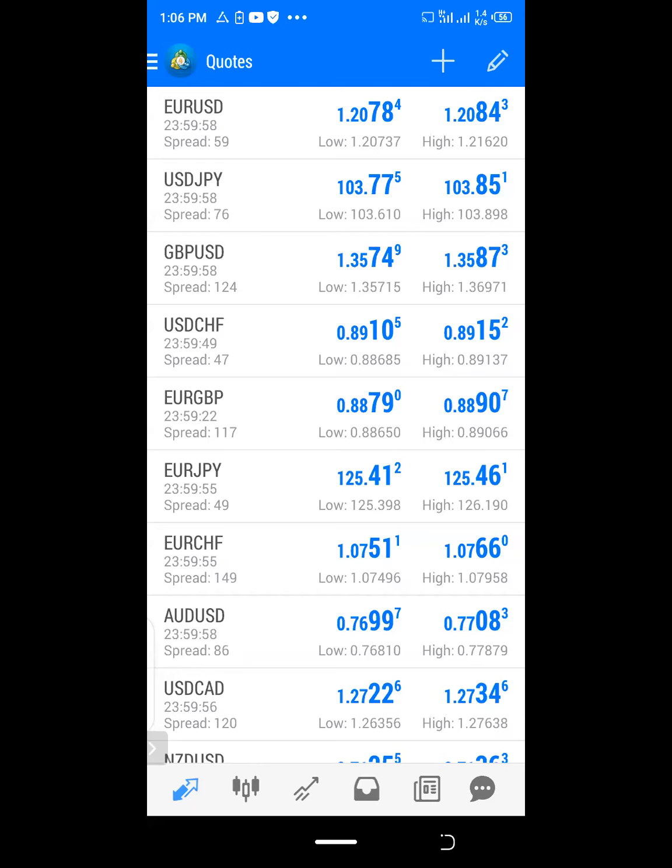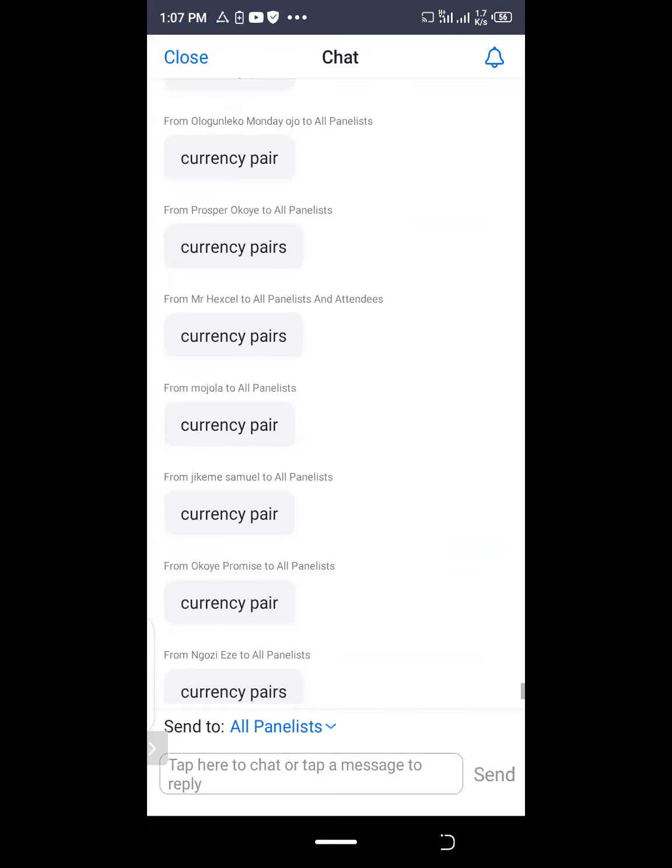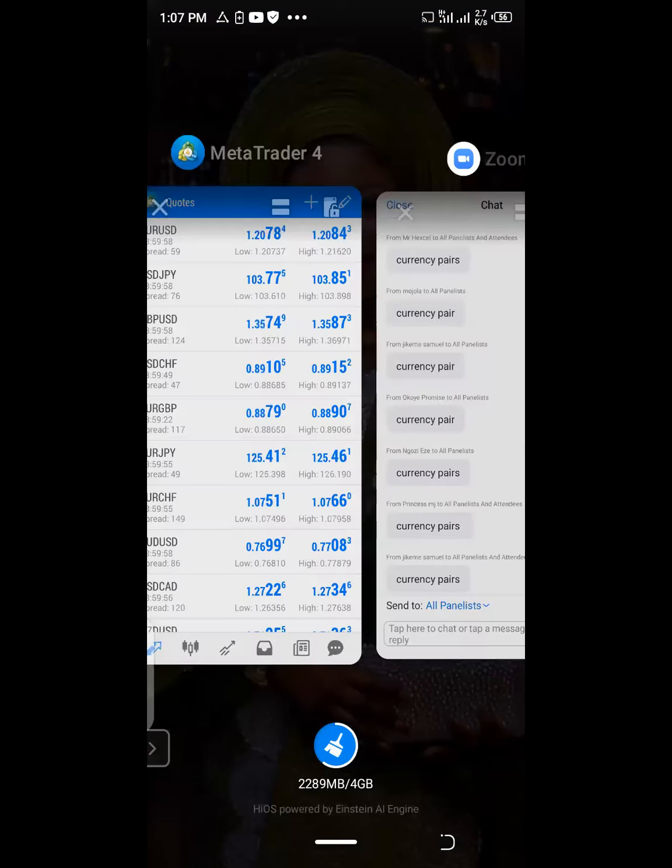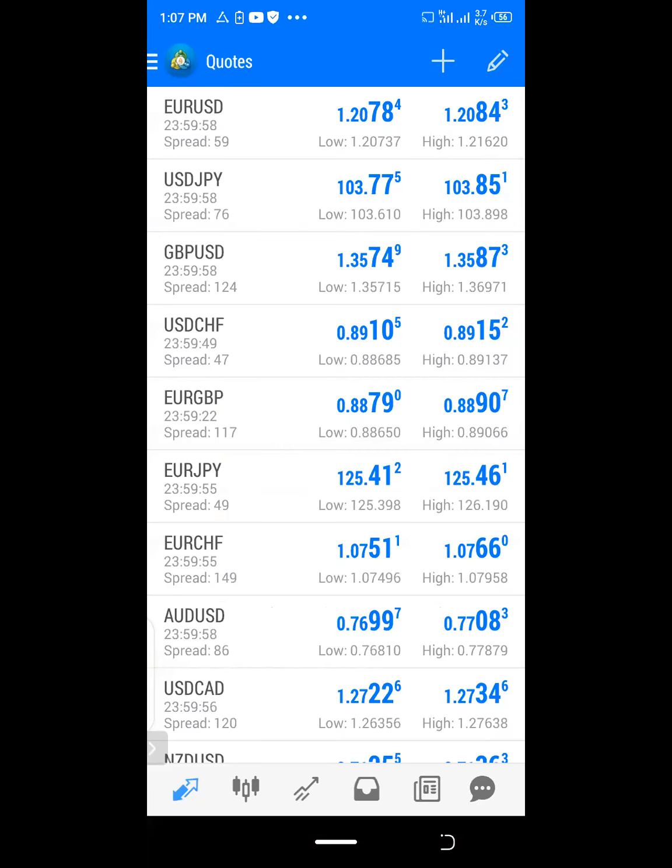All right, so for instance, the USD JPY. USD is the base currency, while JPY is the quote currency. GBP is the base currency, USD is my quote currency. Guys, if that is clear, can you type in clear into the chat box?